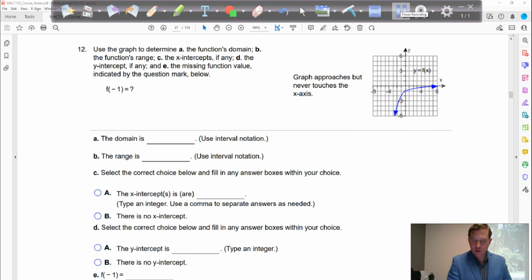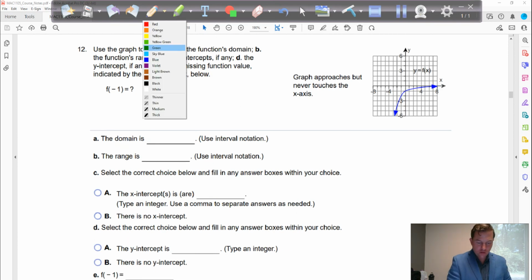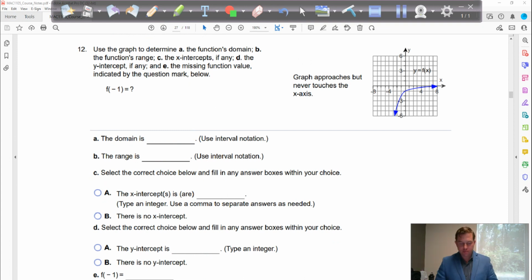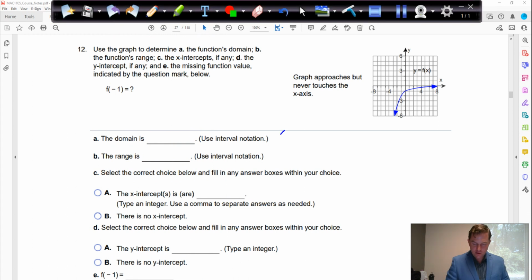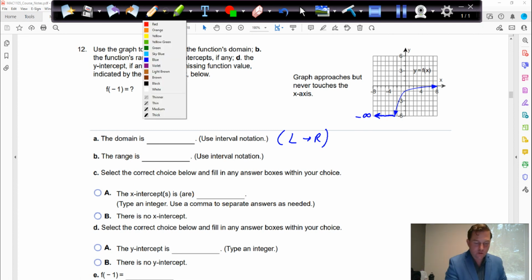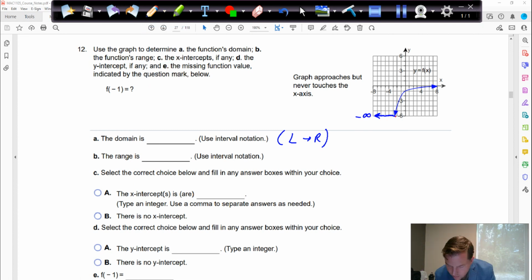Okay, for the last problem, same questions: domain, range, x-intercept, y-intercept. The domain, okay, so this is left to right. This bottom slanted line, it's hard to see it, but it is going to keep going left to negative infinity. It's also going to keep going down to negative infinity in the y direction. Now, on the right side, this arrow is going to keep going to the right towards infinity.